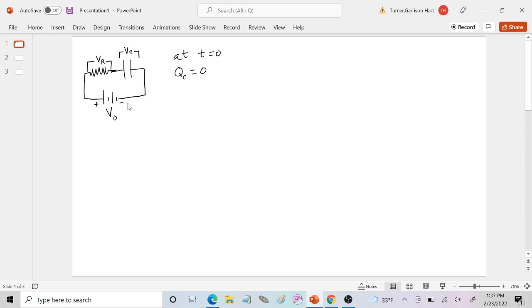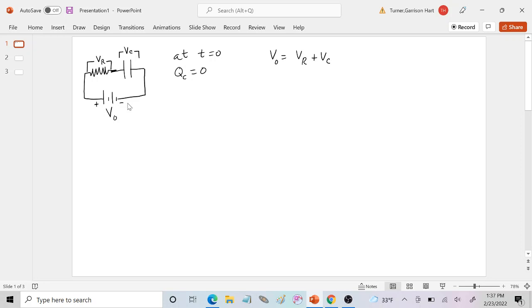Right? Now, by the loop rule, at all times, this relationship must be satisfied. Now, what are we wanting to understand here? What are we wanting to determine?